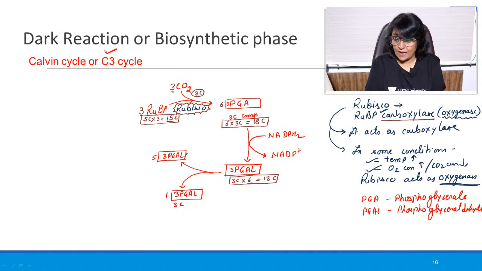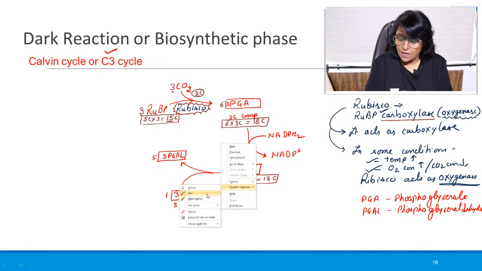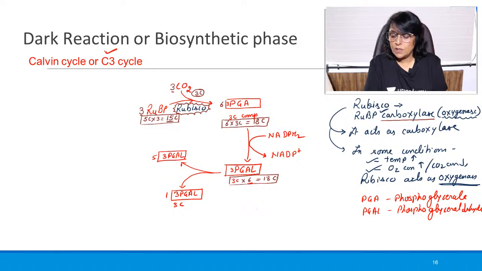Let us keep a track of this carbon. Let us see what is happening to our carbon numbers. Total there were 6 molecules of 3-PGAL, right? And that is how we have 18 carbons. Now 1 PGAL gets separated from this cycle and follows a different path. So how many carbons have been separated? 3 carbons.